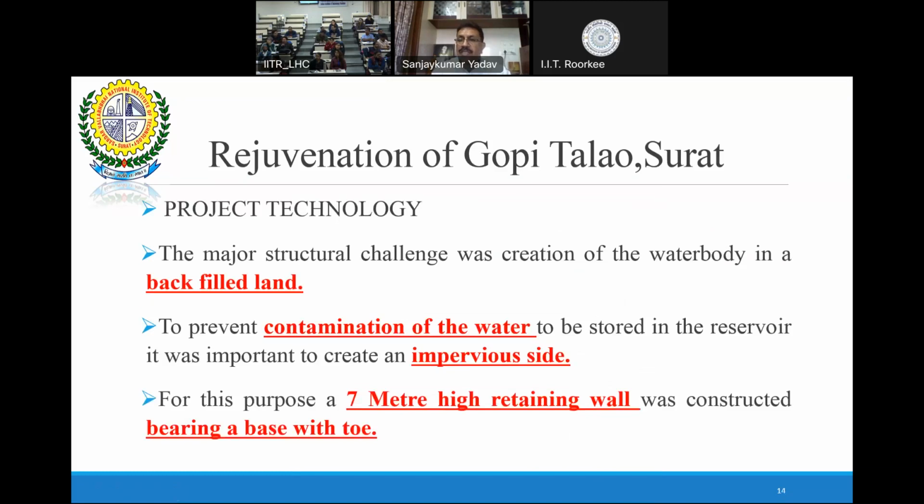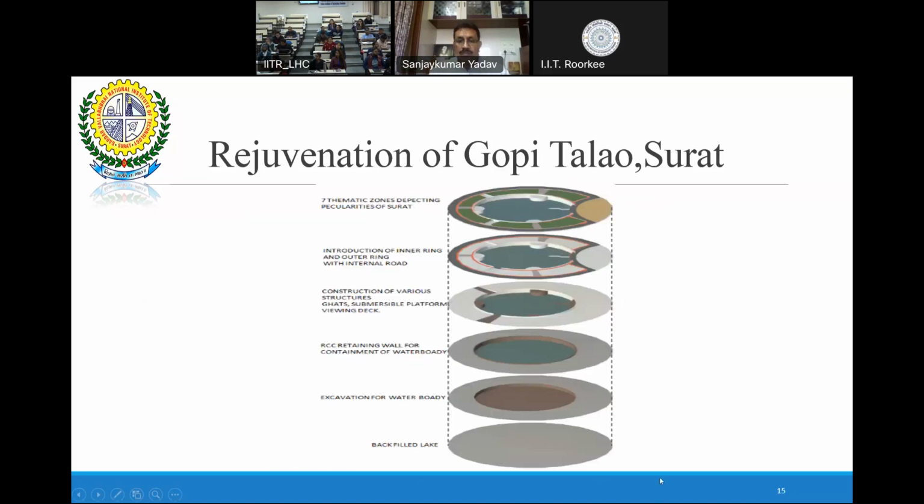The project technology, the major structural challenge, was the creation of a water body in backfilled land. Not only that, to prevent contamination of the water to be stored in the reservoir, it was important to create an impervious site. For this purpose, a 7-meter high retaining wall was constructed, with a base width of 2. All around the pond, a 7-meter high retaining wall has been constructed to retain the water in the pond.